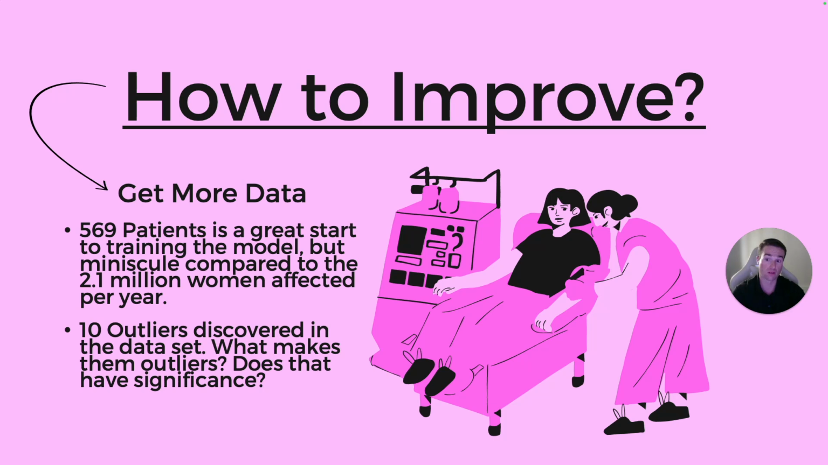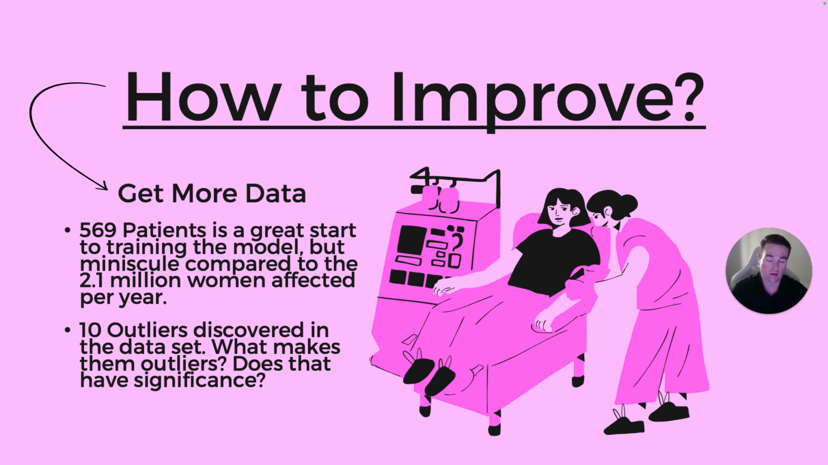To improve this model, it comes down to more data. So we have 569 patients, which is a great start to train the model. However, there are 2.1 million women affected per year. So more data is the key. The more data that's input into the model, the more the model will improve. The more data it has to learn from, the more accurate it can be.